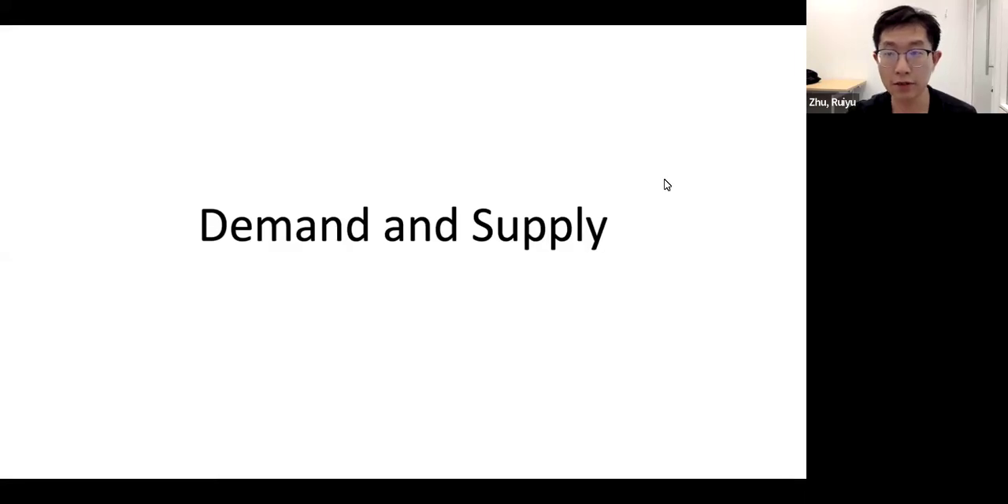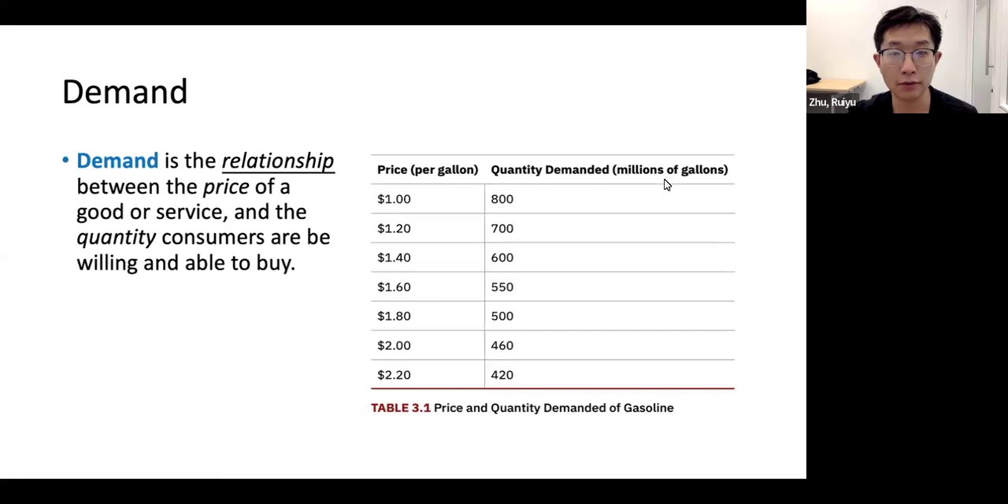So in this section, we're going to talk about the demand and supply theory. Demand is the relationship between the price of a good or service and the quantity consumers are willing to buy. So that's the relationship between price and quantity. This table here summarizes all the demand schemes by price and quantity.